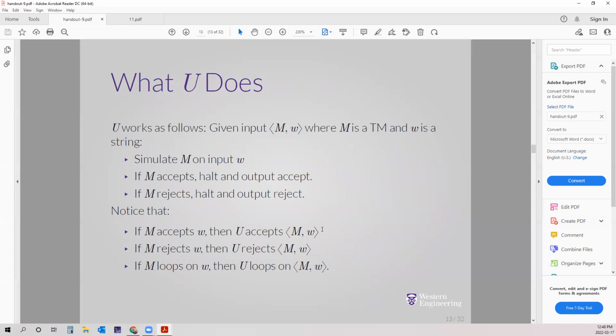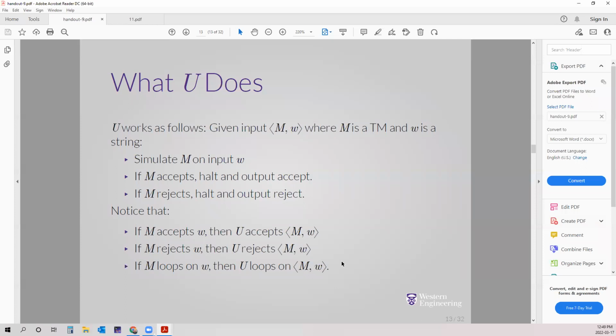What does U do? What is the job of U? U works as follows. Given input ⟨M, W⟩, where M is a Turing machine and W is a string, simulate M on input W. If M accepts, halt and output accept. If M rejects, halt and output reject. Notice that if M accepts W, then U accepts the combination of the Turing machine and the input string. If M rejects, then U will reject. If M loops on W, then U loops on ⟨M, W⟩.